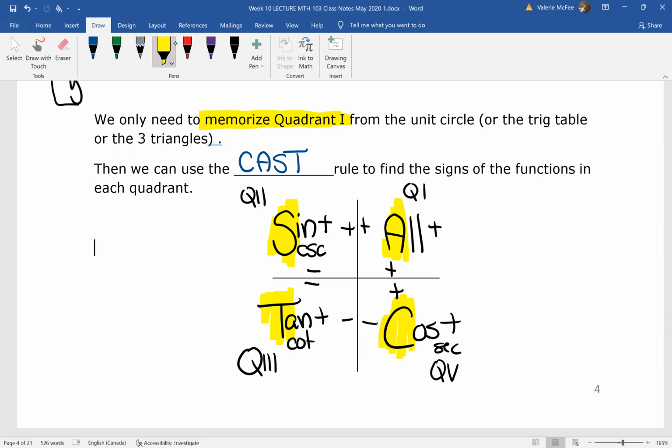Because the most common mistake I see, outside of not memorizing the ratios, is positive and negative errors. And we're going to take a lot of marks off for that, because it's important that you recognize the quadrant makes a difference to your answer.